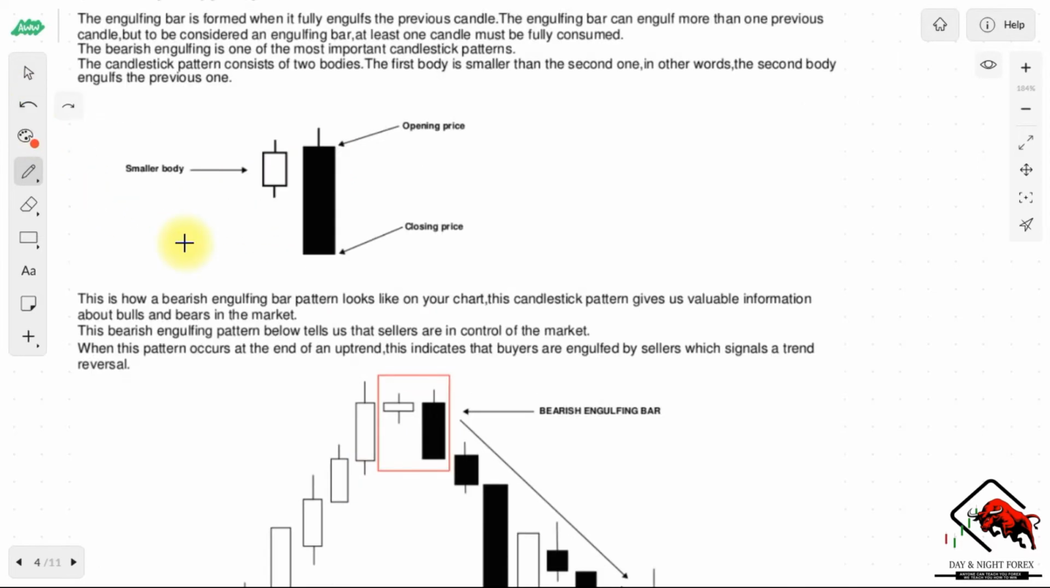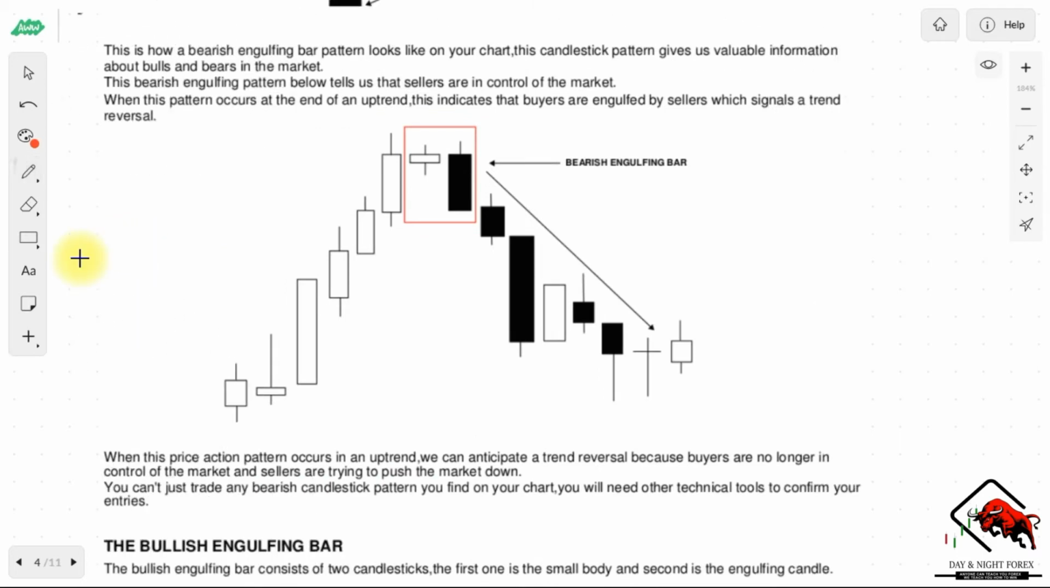The bearish engulfing is one of the most important candlestick patterns. The pattern consists of two bodies, body number 1 and body number 2. We're looking for the first candlestick to be fully engulfed by the following candlestick. The first body is smaller than the second body; in other words, the second body engulfs the previous body. This is the opening price and closing price of our bigger body, which engulfs the smaller body. This is how a bearish engulfing bar pattern looks on your chart.